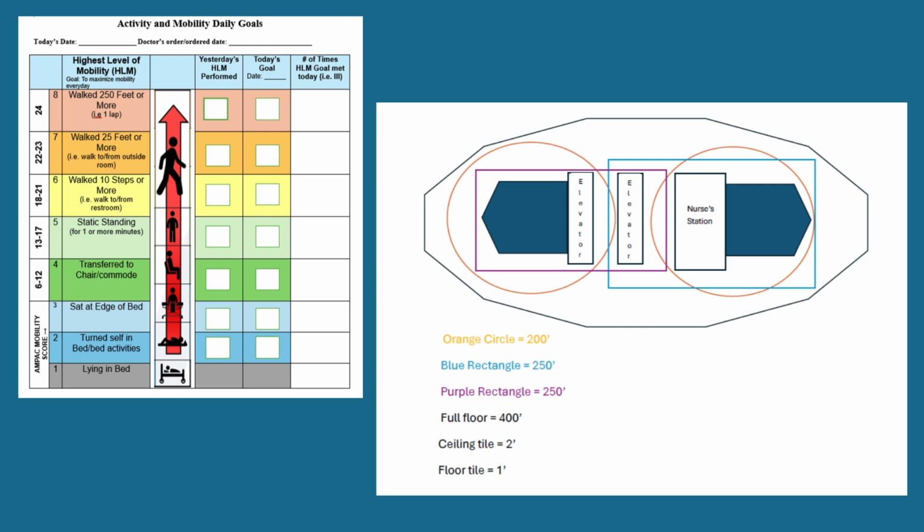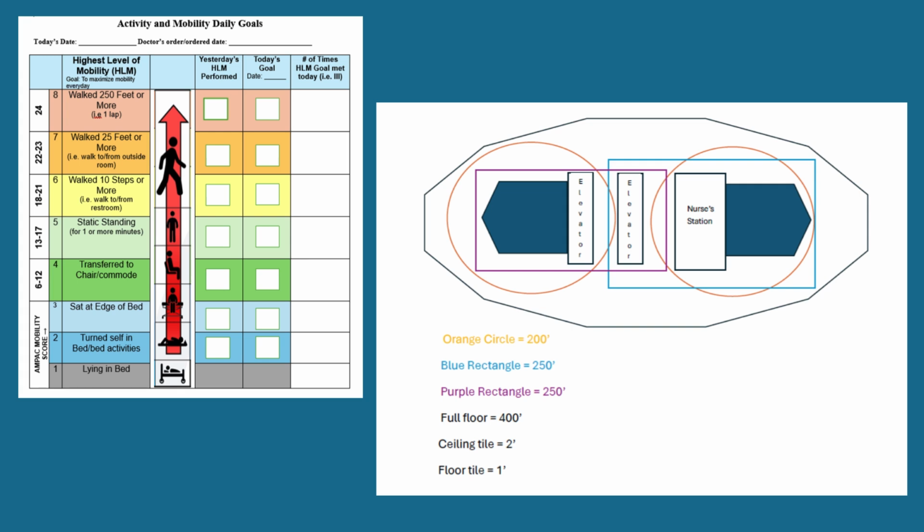What we want to see is that they're progressing from day to day. Every time that they are being assessed, they are able to meet their goal and hopefully exceed their goal. If they're not, then the patient needs to be reevaluated by physical therapy or by their provider to determine why they are unable to consistently meet their goals.